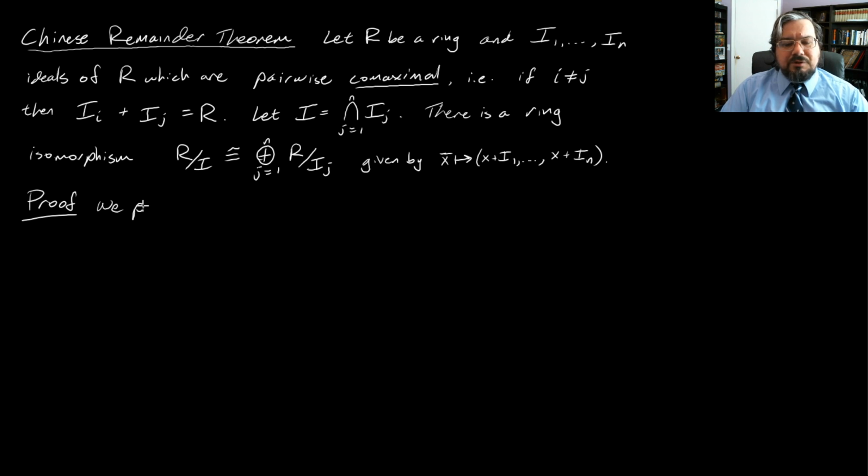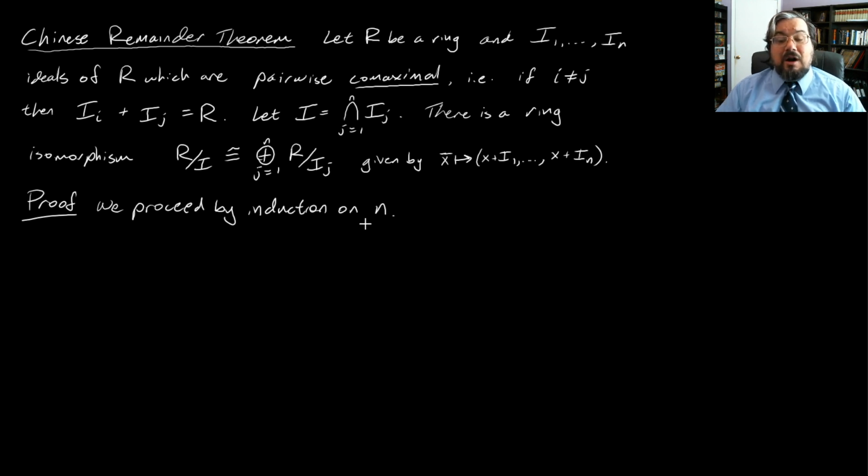So we're going to proceed by induction on n, on the number of ideals in our initial collection. Our base case is going to be n equals 2. The n equals 1 case is too trivial for us to work with.